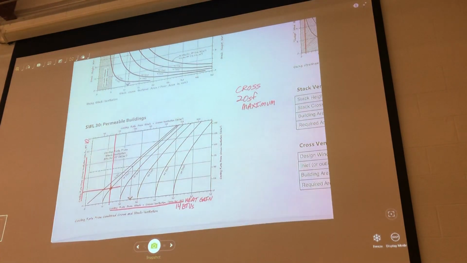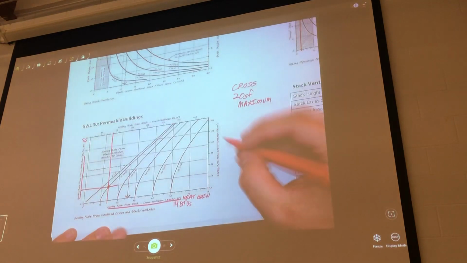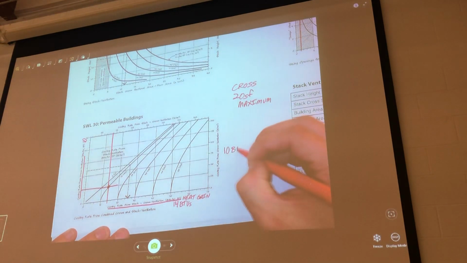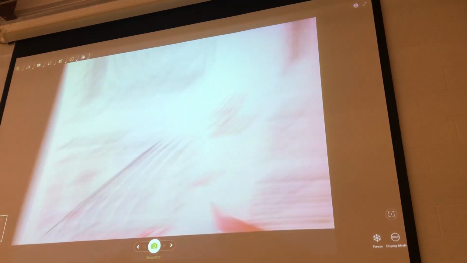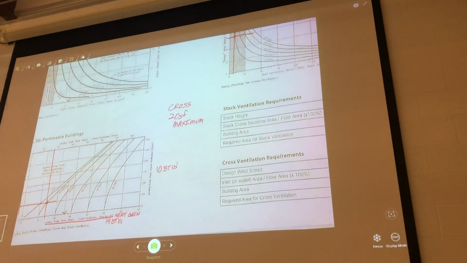So in this case, we're pretty much on top of another 10 BTUs that we have to design for stack ventilation as well. And again, it's not where we can just combine the two and say, oh, all of a sudden now I'm getting rid of 20 BTUs total.